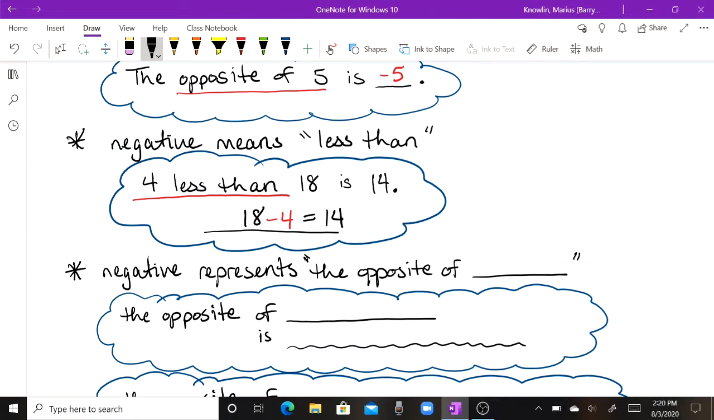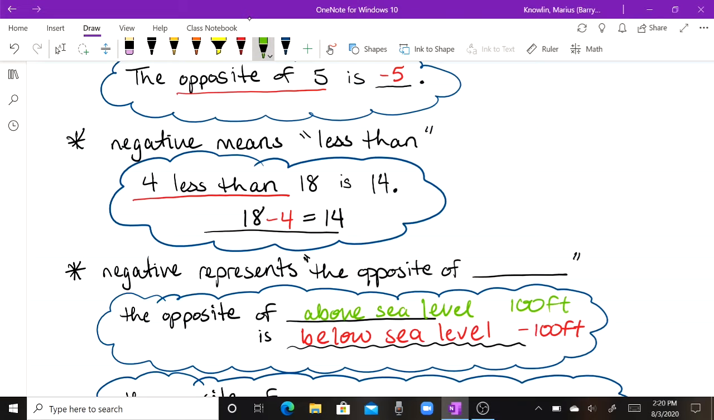So for example, we could be talking about sea level. The opposite of above sea level is below sea level. So if you refer to something that's below sea level, you would be using a negative number. So for example, I could say -100 feet, right? The opposite of that would just be positive 100 feet above sea level versus below sea level.